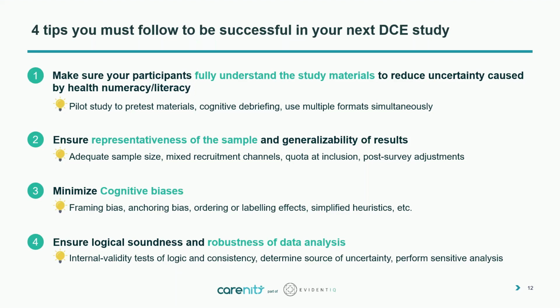Finally, it is very important to calculate the accurate sample size to answer the research question. In order to improve the quality of the results, it is important to minimize the potential cognitive biases, such as framing bias, anchoring bias, ordering or labeling effects, or simplified heuristics. It is very important to be aware of potential biases when designing the study in order to name the attributes, items, and alternative options as neutrally as possible. This way, you reduce framing and labeling effects.